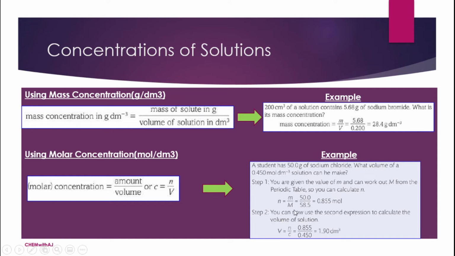Then we have to use the equation C equals n over V. Now we rearrange it so that we get the volume. So we need the volume here. So V equals n over C. n we just found, 0.855 moles, over the concentration. They have mentioned the concentration, 0.45 moles per dm cube.